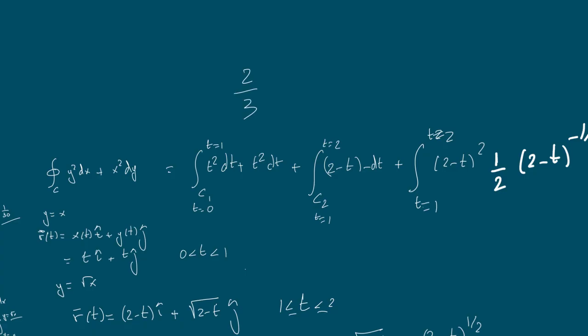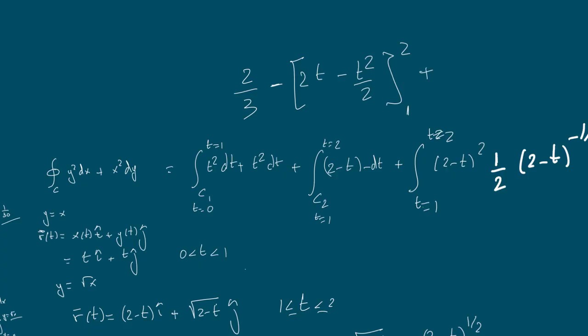Now, 2 minus t, minus d/dt. 2 minus t, the integral is 2t minus t squared divided by 2. And this should be evaluated between 1 and 2.